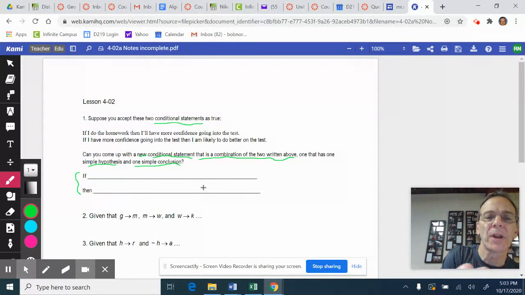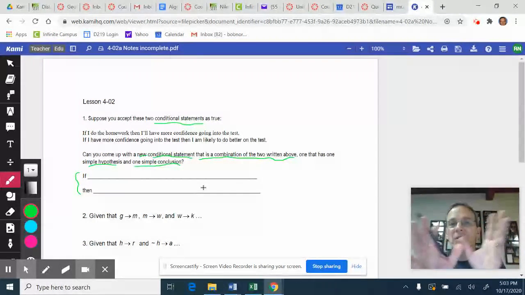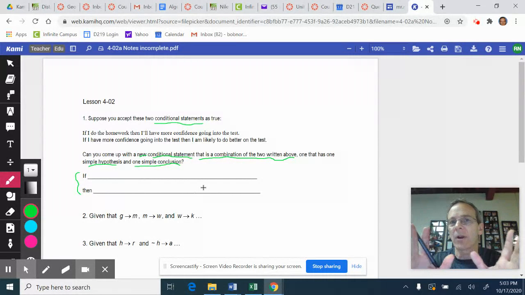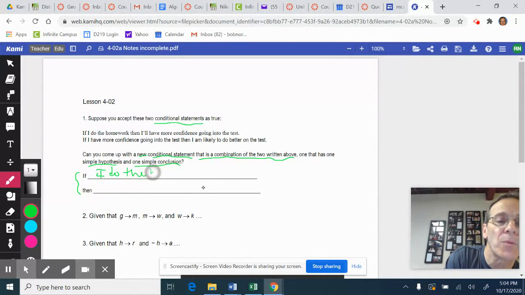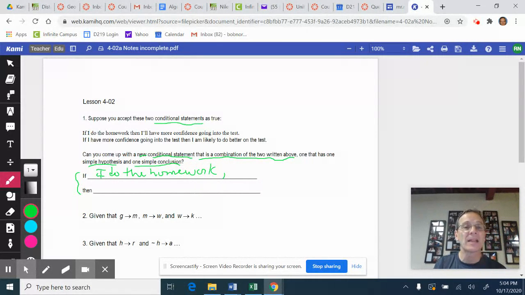If you do the homework, you're going to have more confidence going into the test. And if you have more confidence going into the test, you're likely to do better on the test. So by sort of smushing these two together, sandwiching them together, or connecting them, or chaining them together, we can say this: if I do the homework, comma, that's it. That's the whole condition of this new conditional statement.